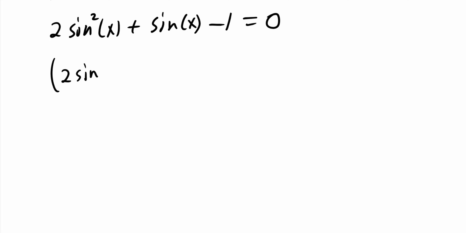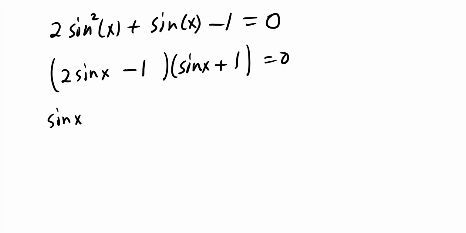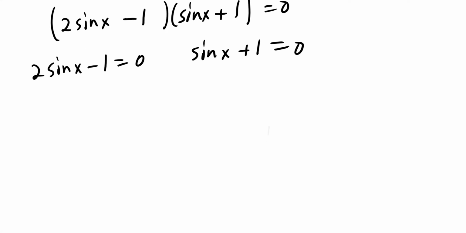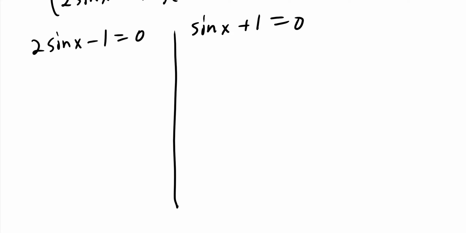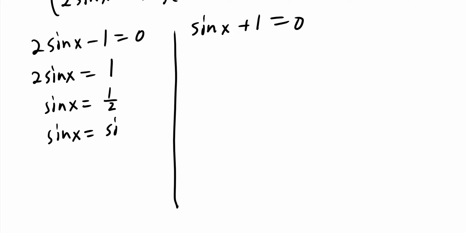So now we try to factor it out. 2 sine x and sine x. It could be plus 1 minus 1. Test it out. 2 minus 1, 1. Yes, that works. So that gives me 2 sine x minus 1 is 0, or sine x plus 1 equals 0. So I got two separate equations to work with. So 2 sine x is 1 by adding 1 to both sides. Divide by 2, and then rewrite the 1/2 as sine pi over 6.